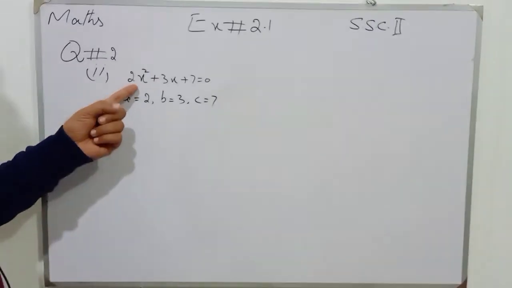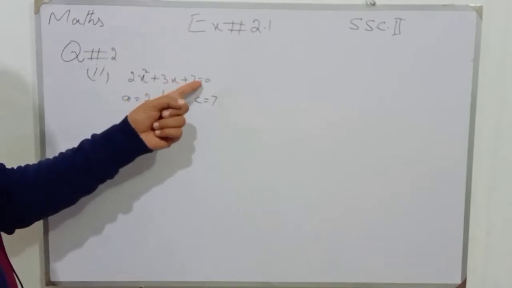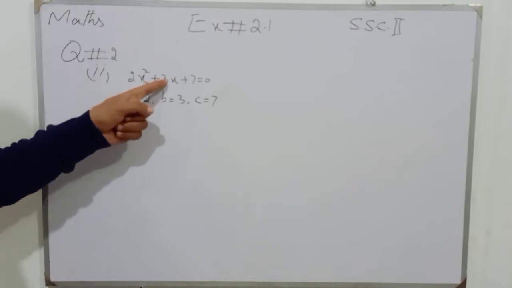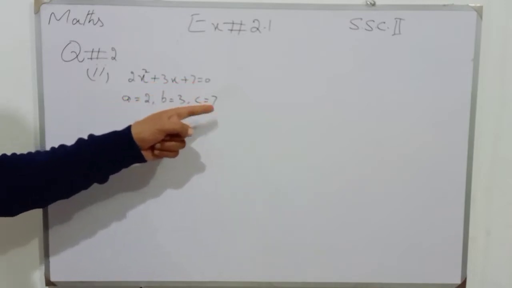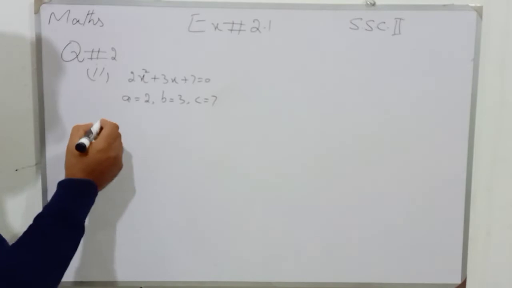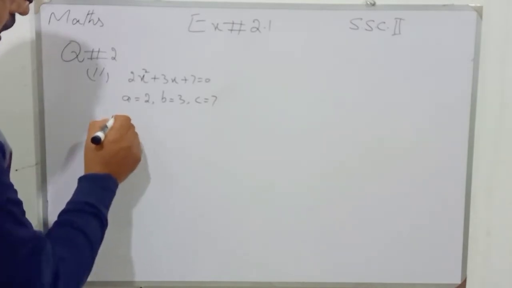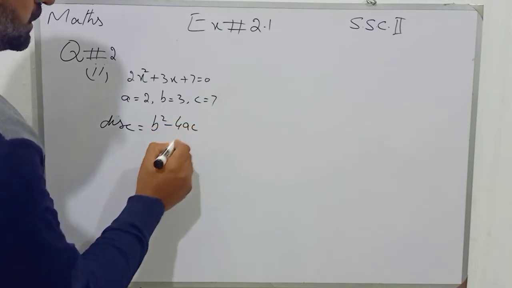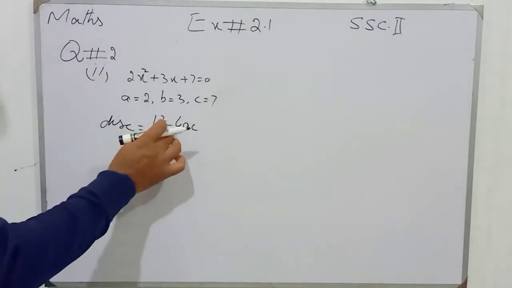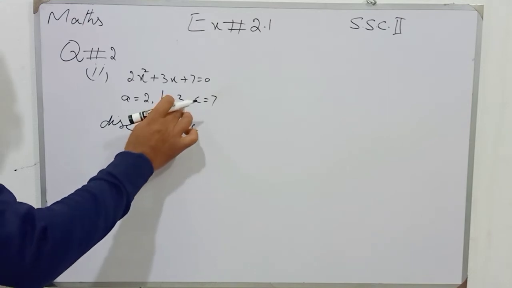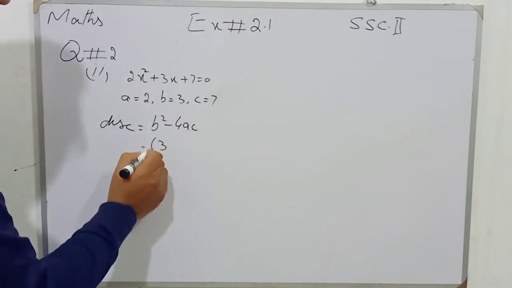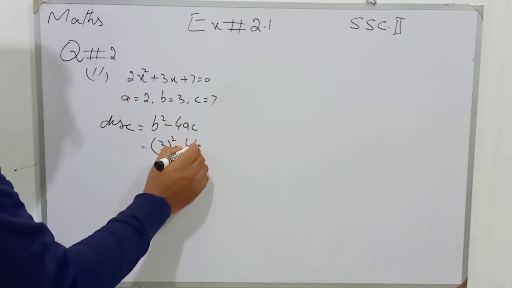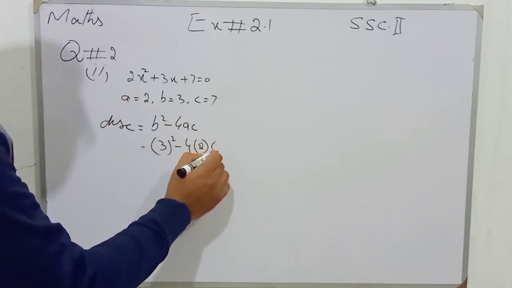The equation is 2x square plus 3x plus 7 is equal to 0. And the value of A is 2, the value of B is 3 and the value of C is 7. So first we will find the discriminant, and the formula of the discriminant is B square minus 4AC. Now I will replace the values of A, B and C. The value of B is 3, so I will write 3 square minus 4. In place of A, 2 will be written and the value of C is 7.